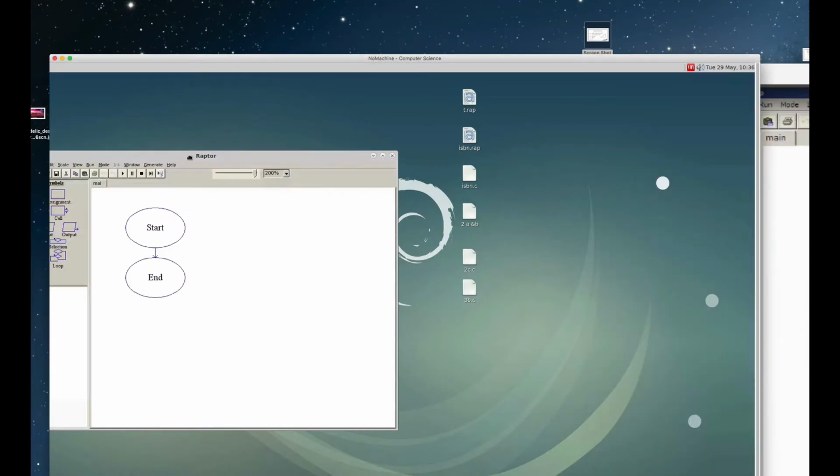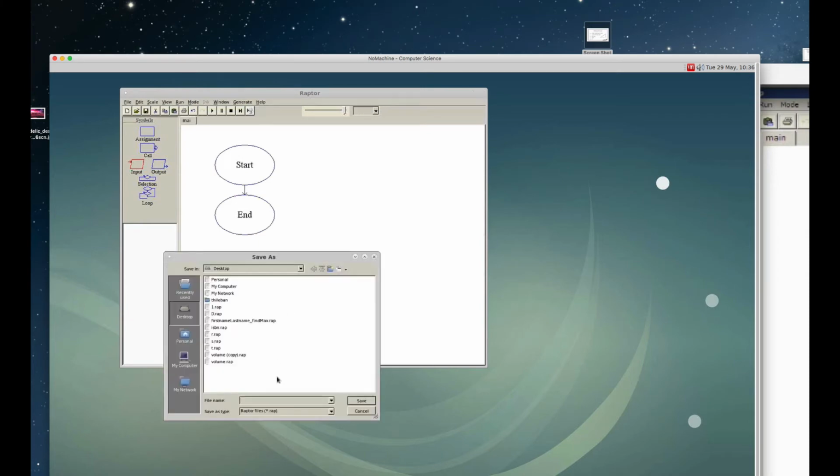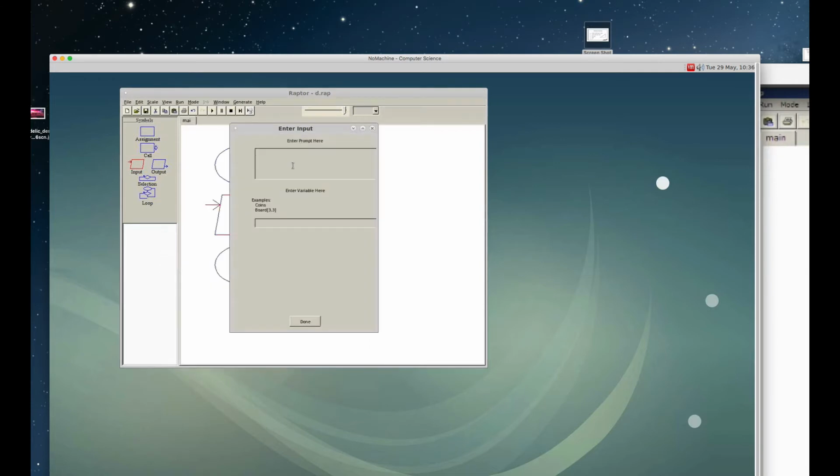So first we have start. Now we have to get an input from the user. In order to do that, I put input here. With some name, let's give D. Here we have to get the input from the user, so we have to give the prompt to the user first. We are going to say enter first x coordinate, and we are going to store this one in x1.